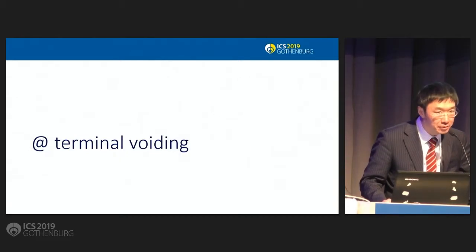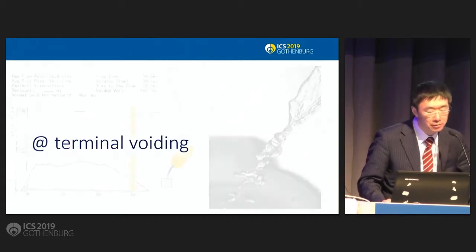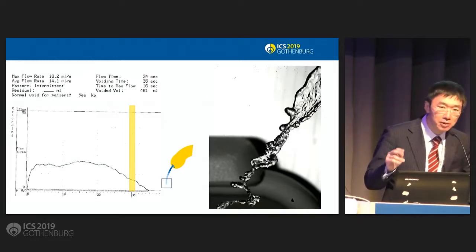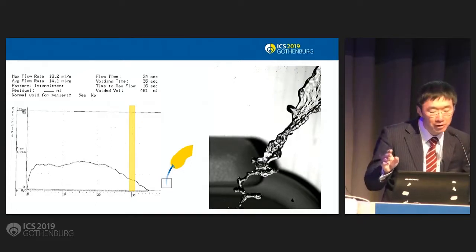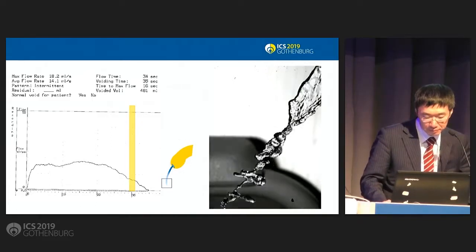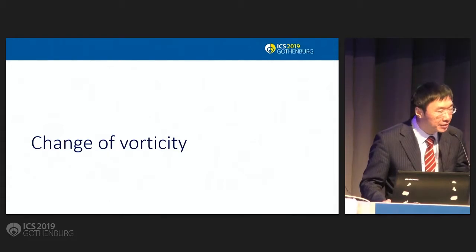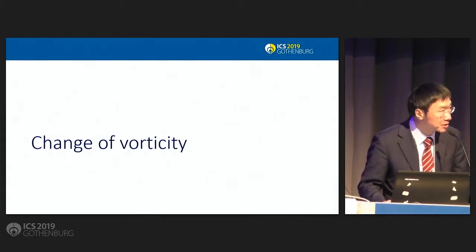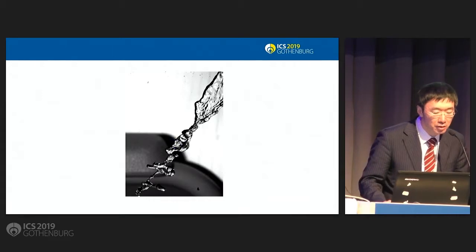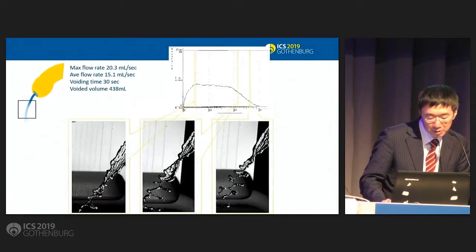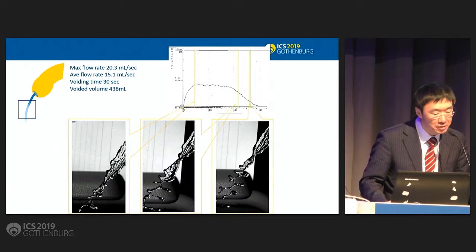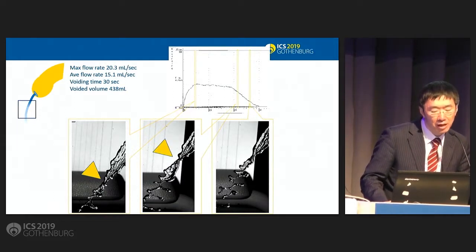Next, I will present the urine flow at terminal voiding. The vorticity changes into a spiral shape after vorticity. So next, I summarize the change of vorticity shape. I defined this part as the first twist in vorticity, and the position of the vorticity changed in accordance with urine flow rate, like this.